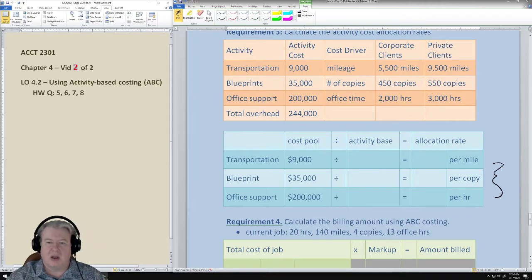So you can see, no big surprise. These numbers are just coming from here, 35,000, 200,000. Those are the different ones. And the different activity base, so this is a little sneaky. They have 2 different types of clients, and so they've broken out the total amount into 2 different groups.